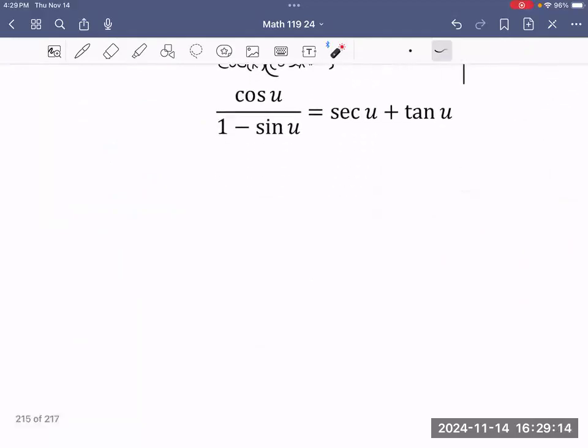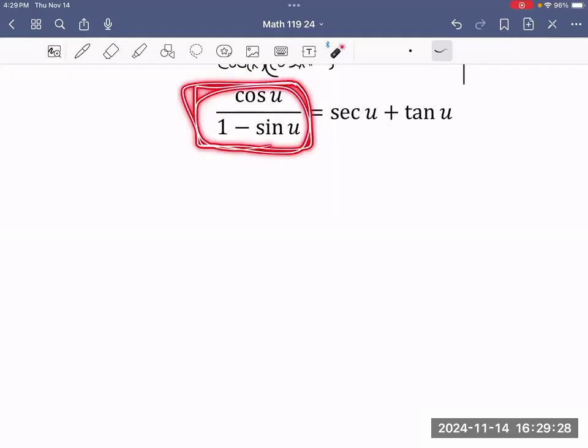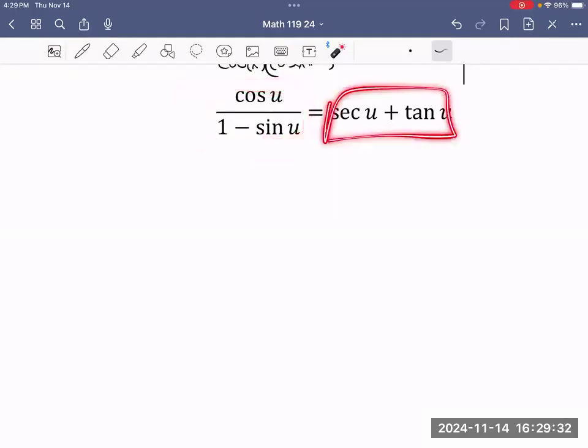So let's take a look here. We have cosine of u over 1 minus sine of u is equal to secant of u plus tangent of u. So again, choose a side that you want to work with. For us, perhaps this one is a little bit easier to work with because it is more complicated. But again, it's just a suggestion that we work just one-sided.